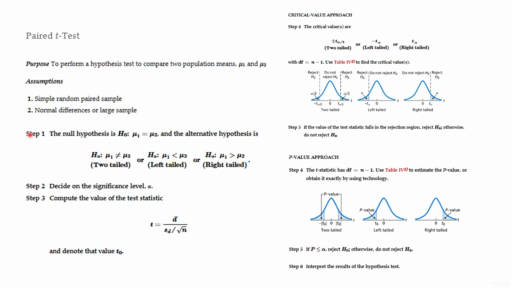Before I break it all down, though, I wanted to put the actual procedure in here. So the purpose is to perform a hypothesis test to compare two population means. The only assumptions here are that it is a simple random paired sample and that we have normal differences, not normal data. So we're actually going to look at the normality of the differences here.